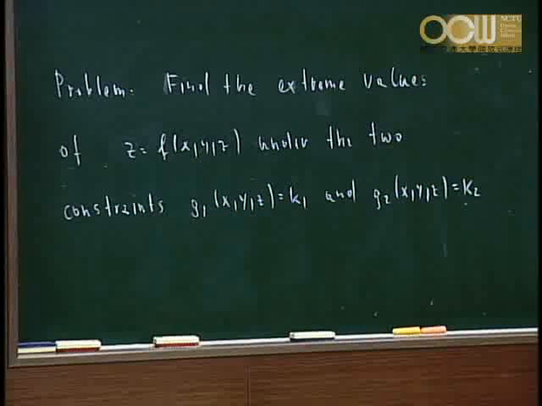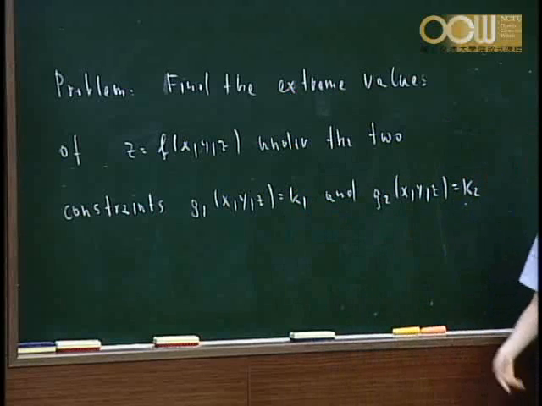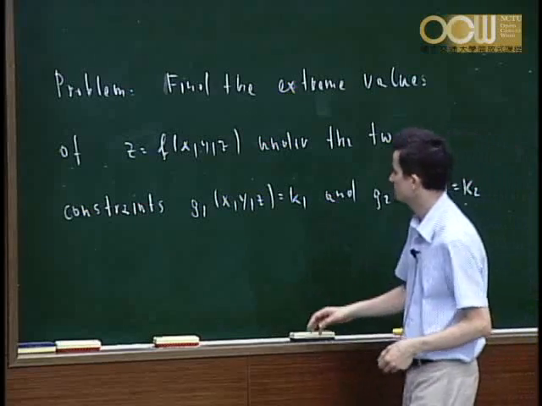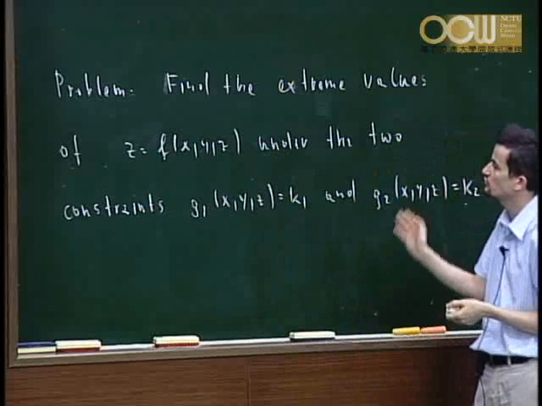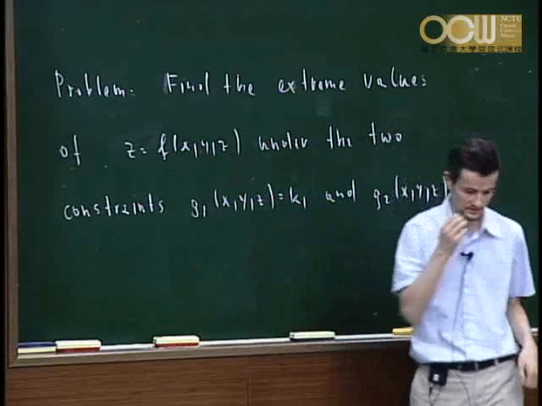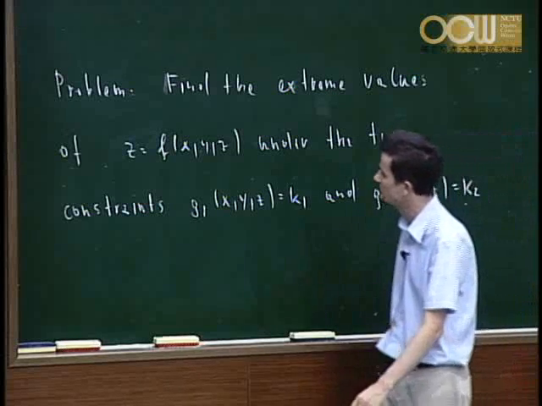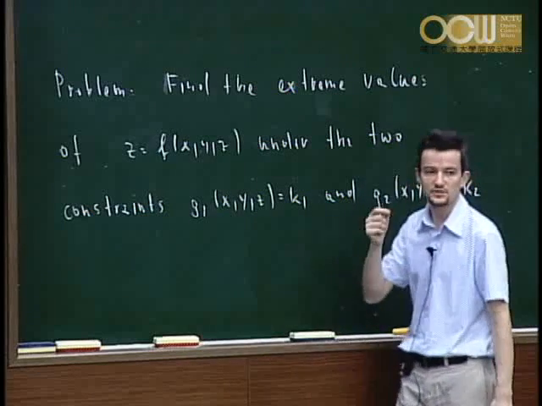Of course, it might be possible to take these 2 equations and remove 1 variable, solve for some of the variables and plug this in, and then you would get a problem for a function of 2 variables, and you could use our usual method. So sometimes it might be possible to reduce the problem, but we again want to discuss the case where we are not able to reduce the dimension of this problem.